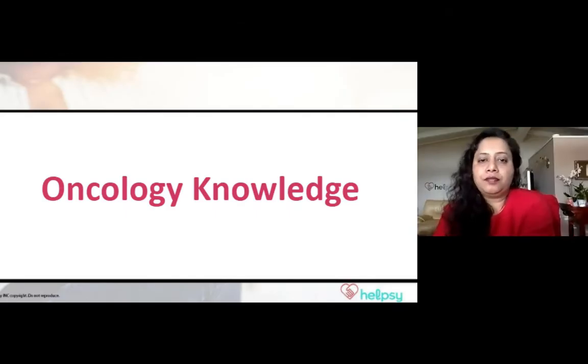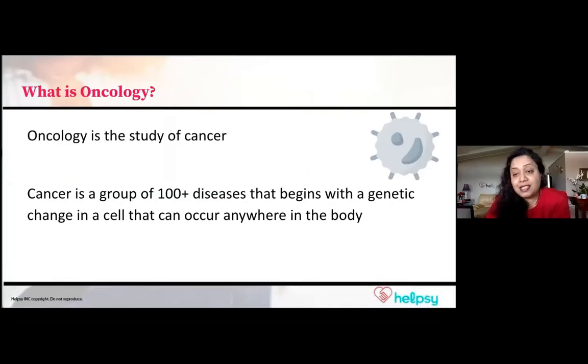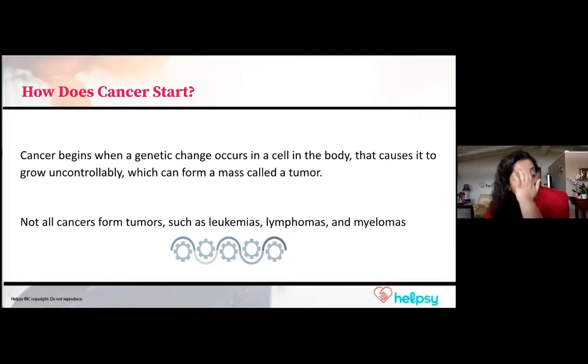I want to go into giving you an overview of oncology. A lot of this is the basics of cancer. Oncology is the study of cancer. Now, cancer isn't just one cancer, it's actually a group of hundreds of diseases with the main component that there is a genetic change in the cell. So, wherever there is a change in the cell in the body, that's essentially the beginning of cancer. Because what happens is that the cell starts to grow uncontrollably, and that can form a tumor.